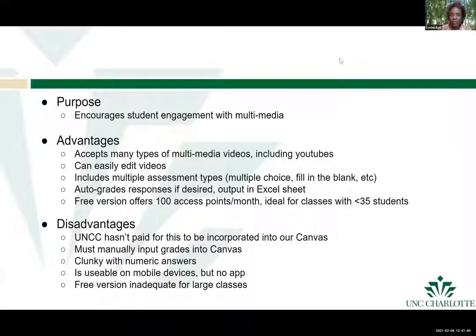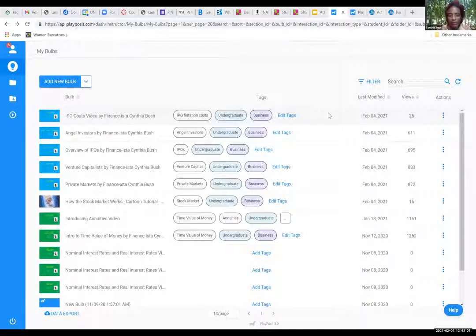Okay, so I'm going to now demonstrate Play Posit very quickly. I'm going to show you my screen where I have created some Play Posits, and then I will walk you through them. So let me pull up mine. All right, so now you are looking at my screen for Play Posits. And Play Posit calls the questions that you ask bulbs. So it's a little bit of a different terminology, but add new bulb basically means you want to take a video and add some questions to it.